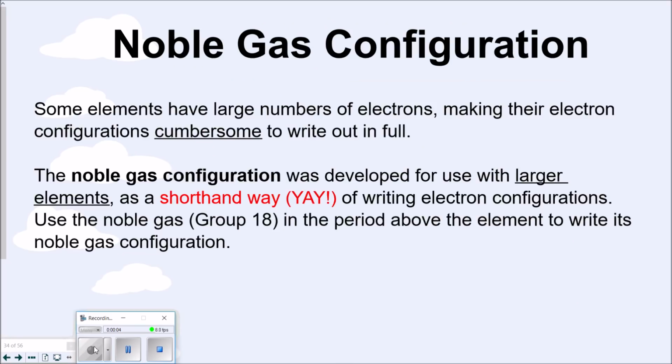We are going to skip orbital diagrams in your notes for now. It will be mentioned in a later video. Let's talk about noble gas configuration. Some elements have large numbers of electrons, making their electron configurations cumbersome to write out in full. The noble gas configuration was developed for use with larger elements as a shorthand way of writing electron configurations. We are going to use the noble gases in group 18 to help us with this.